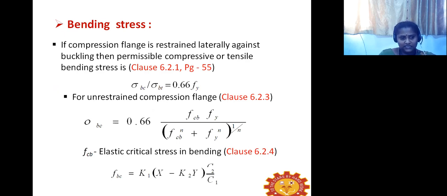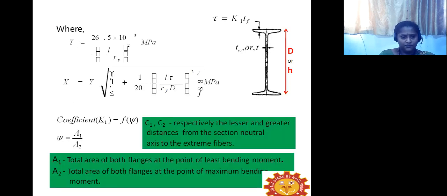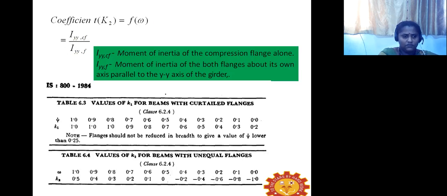And next is bending stress. If compression flanges are restrained laterally against buckling, then permissible compressive bending stress is given by this formula. For unrestrained, this is the formula. For critical stress, this is the formula that is there in the code books. So these are all the tables for referring the value of K1, which is with the flanges, and which is with the equal, unequal flanges.